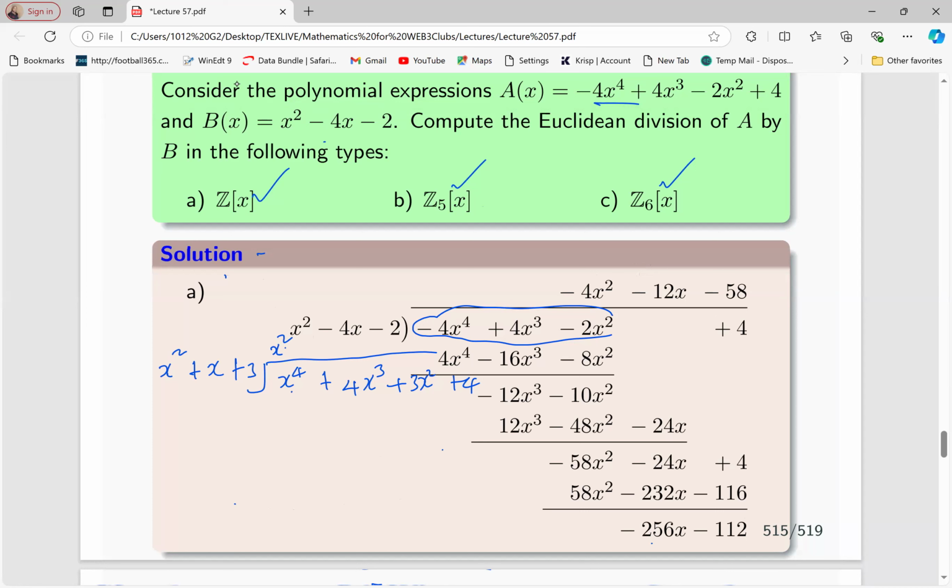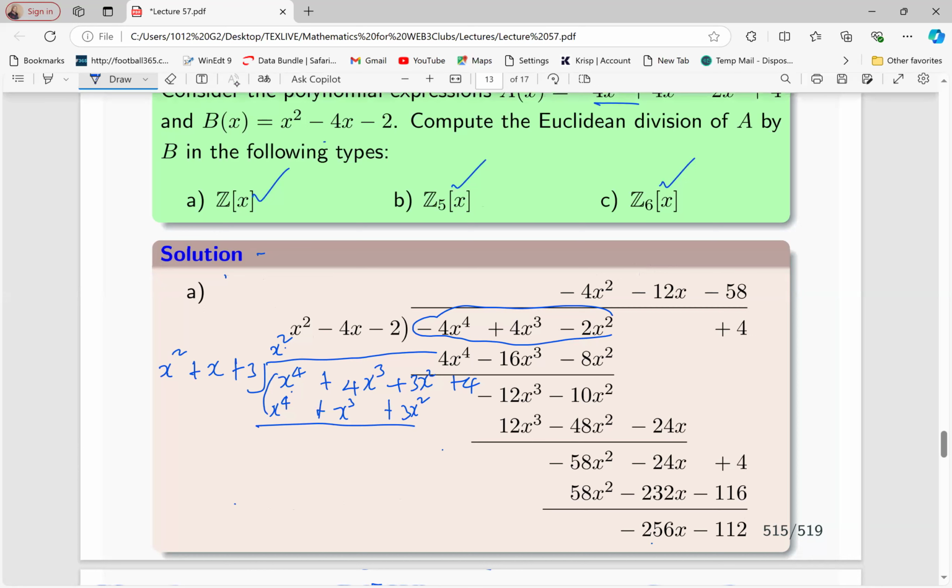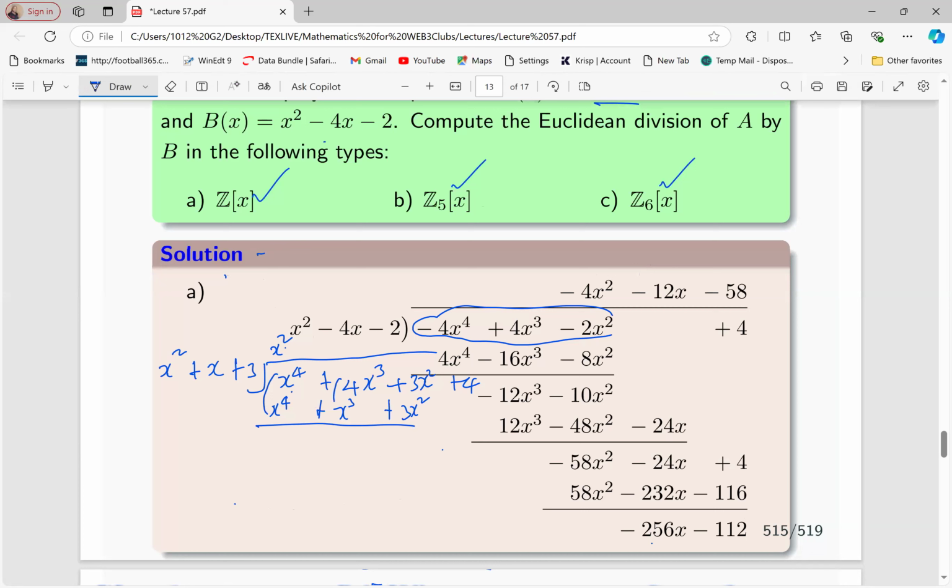This x squared times the whole polynomial gives you x raised to 4, and that will be x cubed, and that will be 3x squared. Then subtract. I hope I've done it properly. So the multiplication is okay. So when you subtract, the first one gives us 0, this will give us 3x cubed, but this will give us 0.